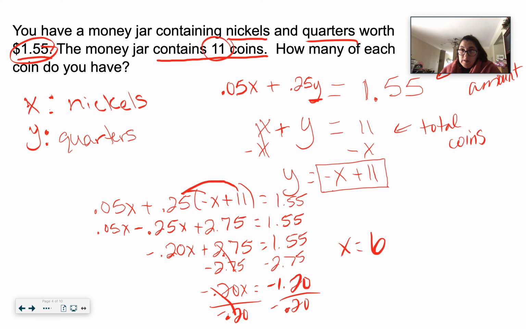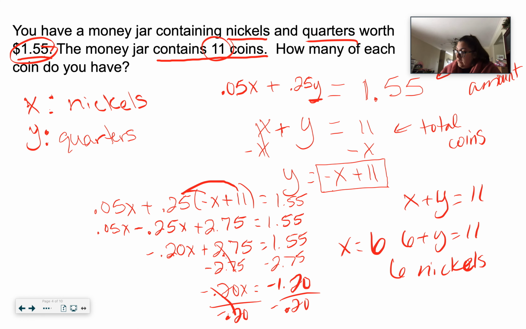So now all I've got to do is find out my y. Well, remember, x plus y is equal to 11. 6 plus y is equal to 11. Obviously, I know 6 plus 5 is 11. So that means I'm going to have 6 nickels and 5 quarters. If you chose to do another method to solve this, that's fine. This is the method that I would have chosen. All right, let's go to the next problem. Pause the video, rewind whenever you need to.